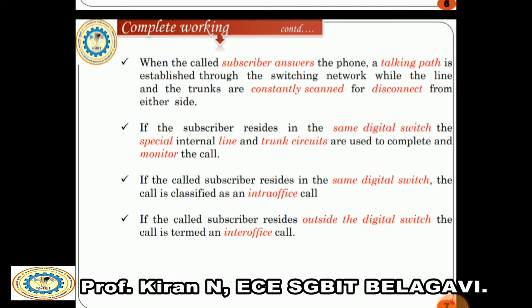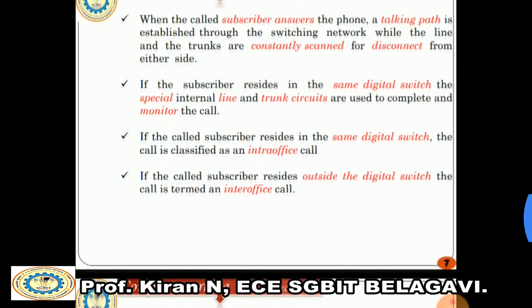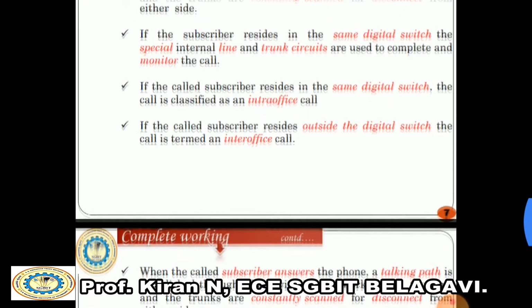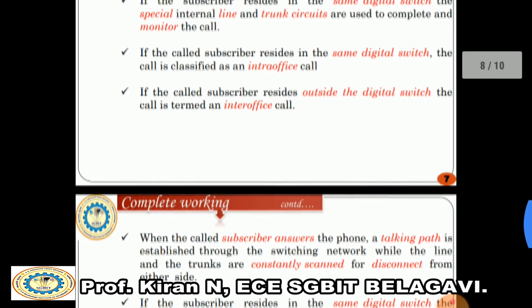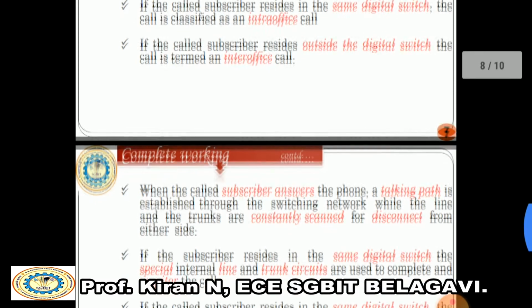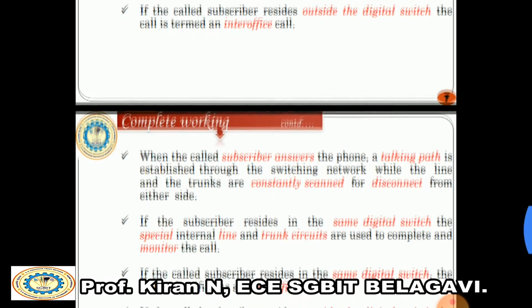So as I told you, the switching fabric helps in connecting inter-office calls and intra-office calls also. That is, the subscribers who are connected within the range of that digital switch, or whether he is connected outside the range of that particular digital switch. It also helps in monitoring the outgoing trunk and helps in signaling supervision, identifies the trunk circuits, and then helps in connecting the outgoing trunk.